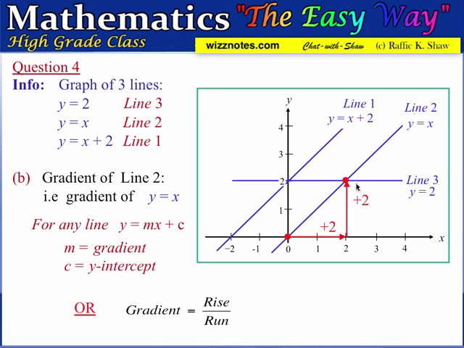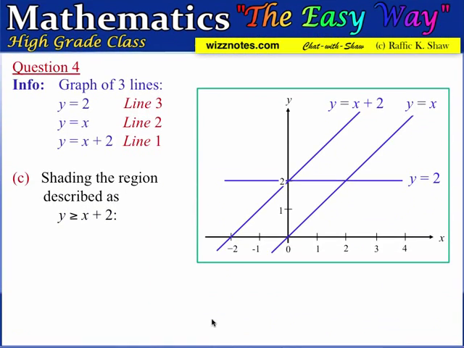Run 2, rise 2. And so the gradient of this line, the rise is 2 and the run is also 2, positive 2 in each case. And so that would give us the calculation for the gradient of the line y equals x. And so we see that the answer is equal to 1. So we have shown that the gradient of the line y equals x is equal to 1. Let's move down now to part C.